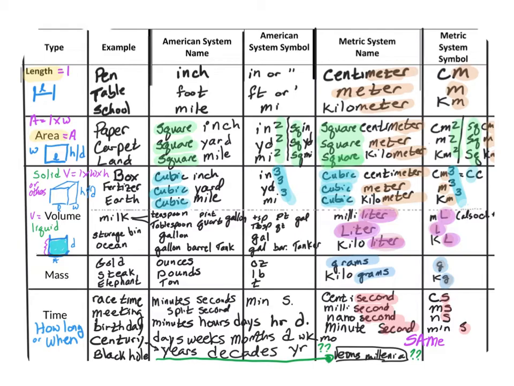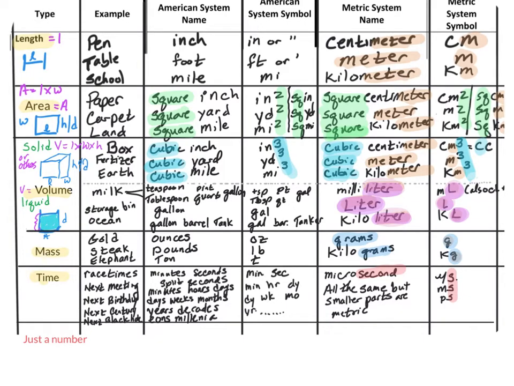And finally, we're going to look at what we mean by just a number. So finally, what does it mean when I say it's just a number? Well, this is something that doesn't have units, which means it doesn't have any kind of dimension. But it is a number that has some meaning to us.